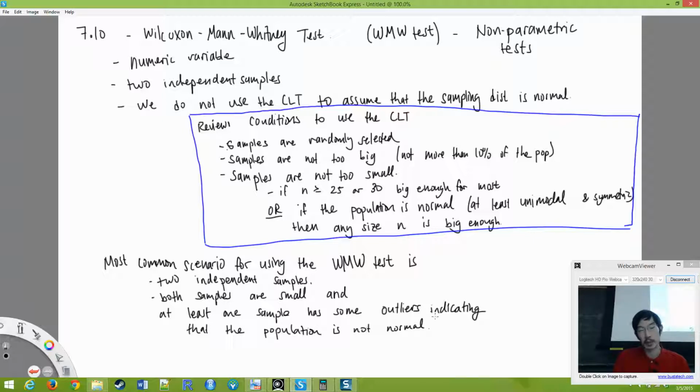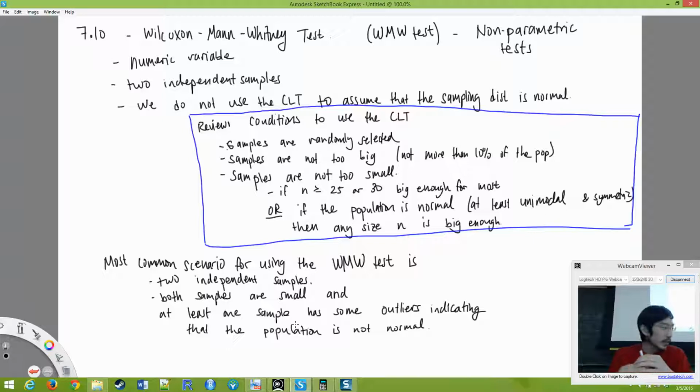Okay, and so this is probably the most common scenario, where you have two samples that are small, okay, and at least one of those samples has some major outliers indicating that the population is not normal, and that way you don't want to use the t-test. Okay, it would be wrong to use the t-test.